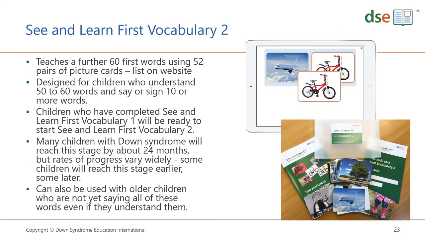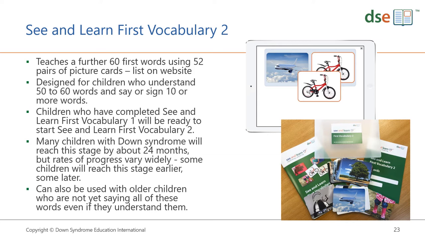Moving on then, we have published two further vocabulary teaching programs. First, vocabulary two. This one teaches another 60 words, 52 of them illustrated with picture cards. And again, the full content's listed on the website, all the vocabulary we're teaching. It's designed for children who already have 50 or 60 of those earlier words taught in first vocabulary one. So if they completed first vocabulary one, they'd be ready to move on.